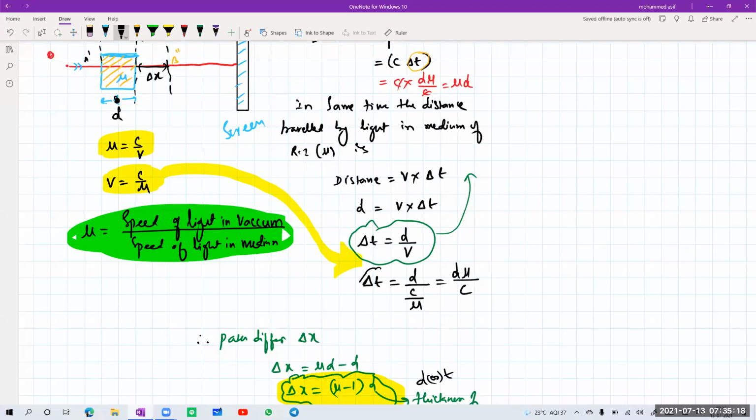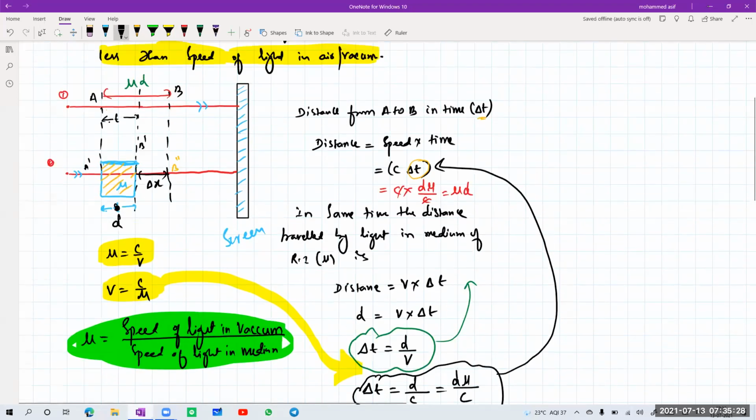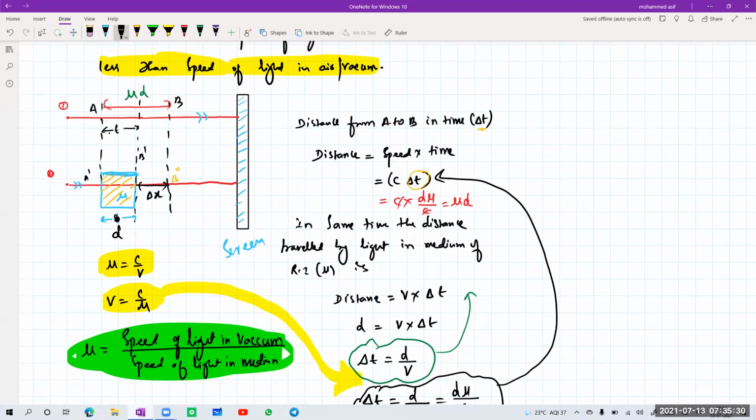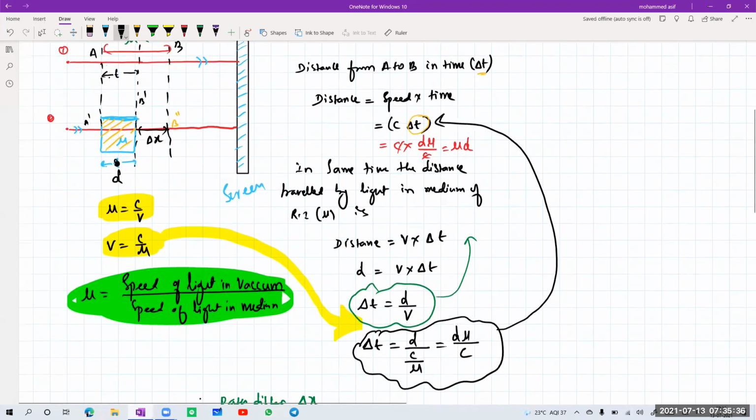So delta t is equal to d into mu by c. That value you substitute here. So it is d into mu by c, c will get cancelled, so mu into d. So the distance traveled from A to B is mu into d. In the same time delta t, this is how much distance it has traveled.